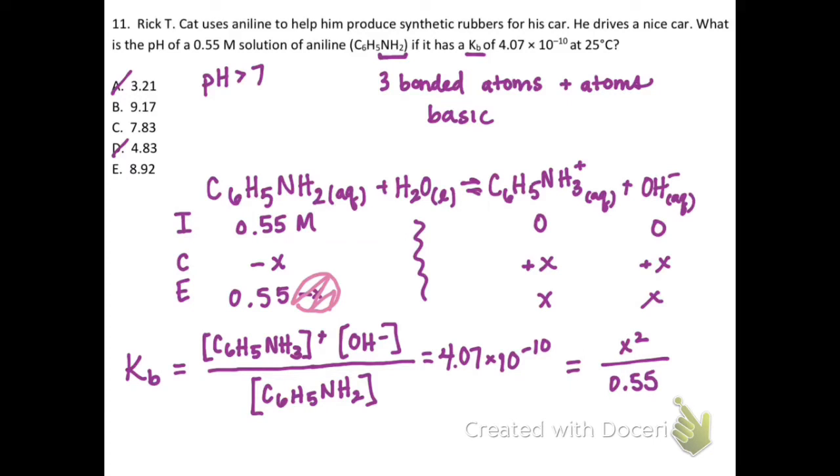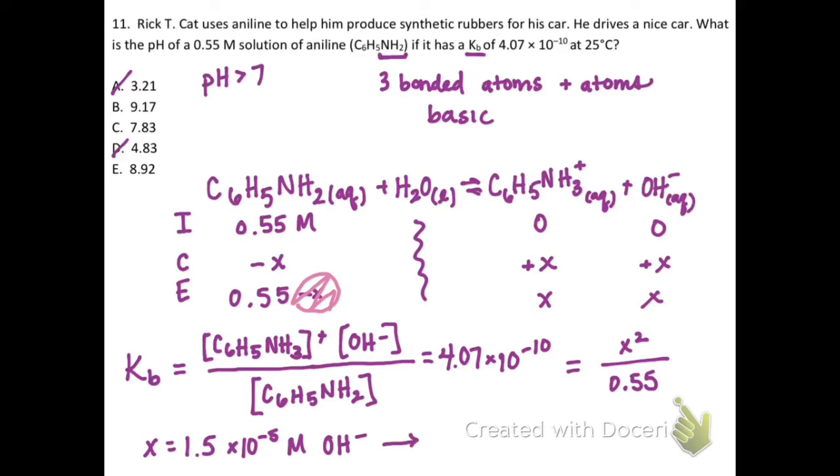So now we can multiply our Kb by the 0.55, and then take the square root of that value to see that our x is equal to 1.5 times 10 to the negative 5th molar. But then we have to remember what that concentration is corresponding to, and that is corresponding to hydroxide, or to the conjugate acid.